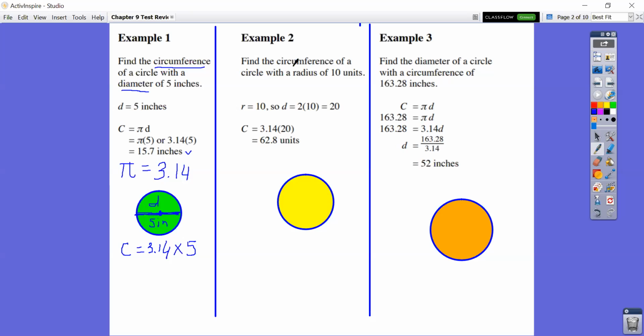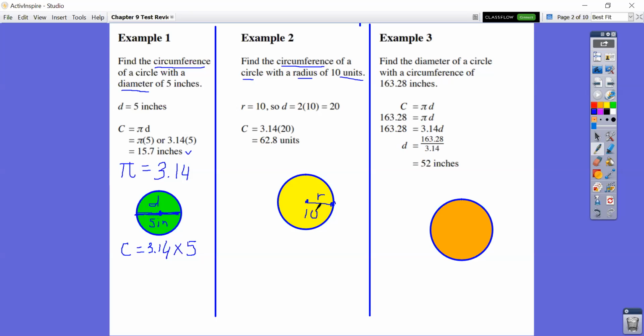Example 2, find the circumference of a circle with a radius of 10. All right, circumference is the distance around a circle. So let's say this is your center of the circle. Radius, what does it mean? If you have a line from the center of your circle going straight directly to a point on your circle, we call it a radius. Radius equals 10 units.